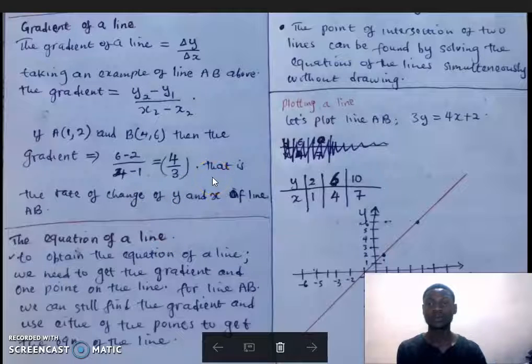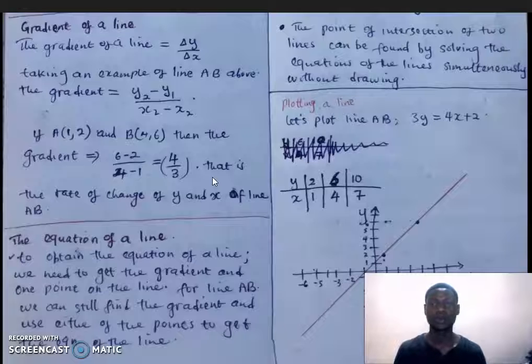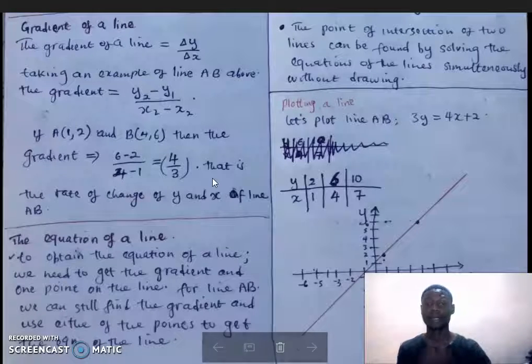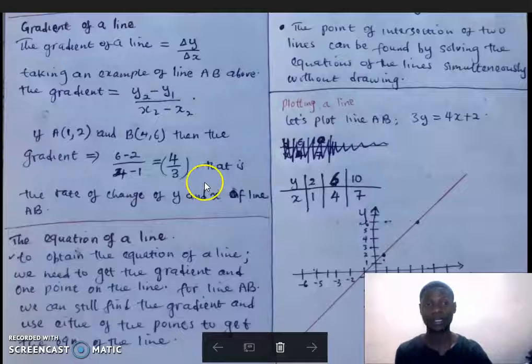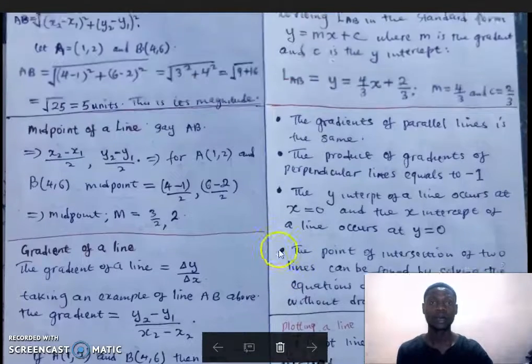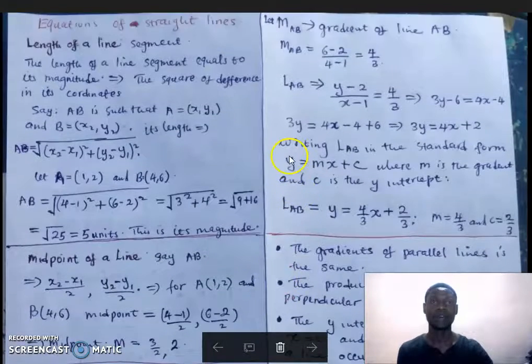Let us also discuss the equation of a straight line. To obtain the equation of a straight line, we need to get the gradient. That means y2 minus y1 divided by x2 minus x1. That is how we get the gradient. Then we go ahead and find the equation using 1 point.